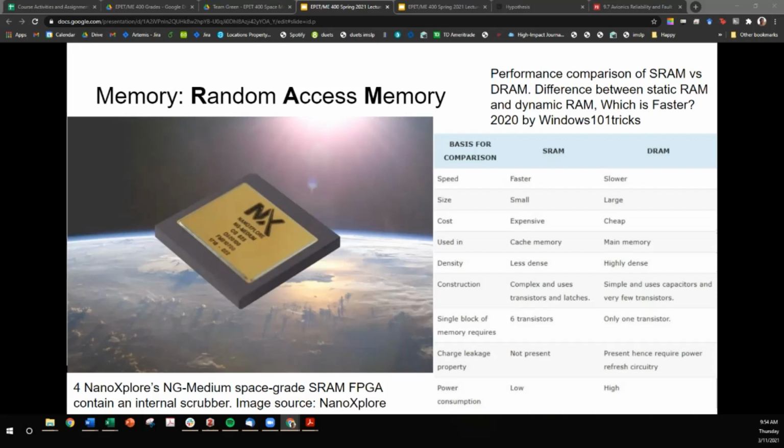So there are two types of RAM. There's static RAM and dynamic RAM. Static RAM is typically used for control processing, like buffering between cache and storage as the processor's main memory. And then dynamic RAM is typically used for data processing applications, much like static RAM, but for data.